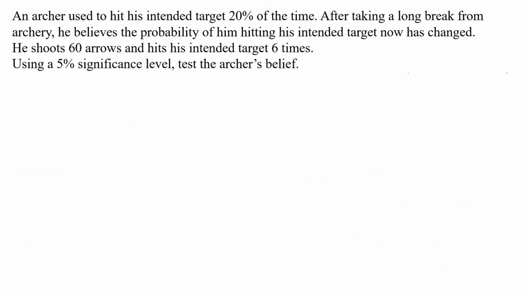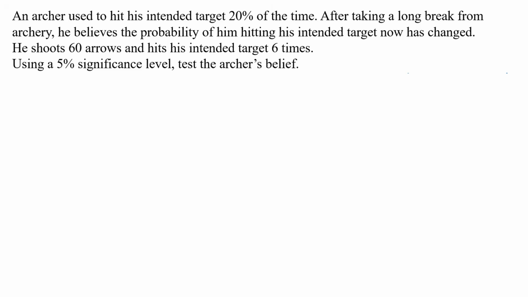Okay, so here's an example question where an archer used to hit his intended target 20% of the time. After taking a long break from archery, he believes the probability of him hitting his intended target now has changed. He shoots 60 arrows and hits his intended target 6 times. Using a 5% significance level, we need to test the archer's belief, okay?